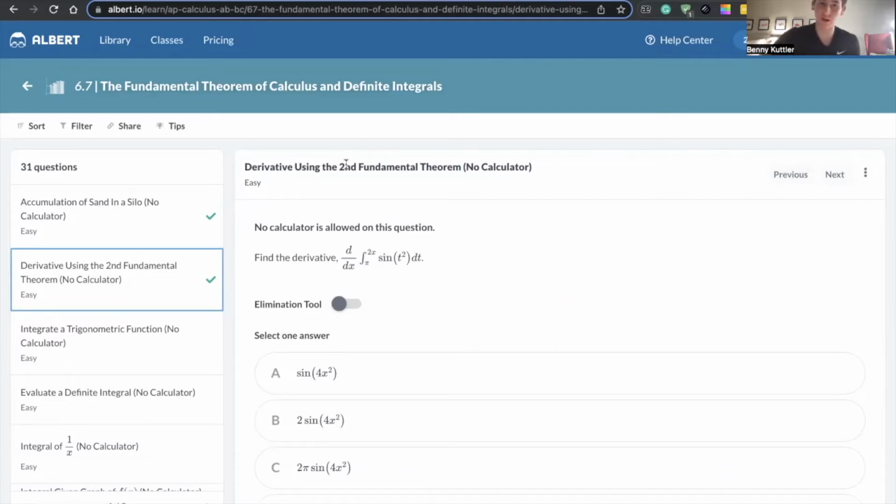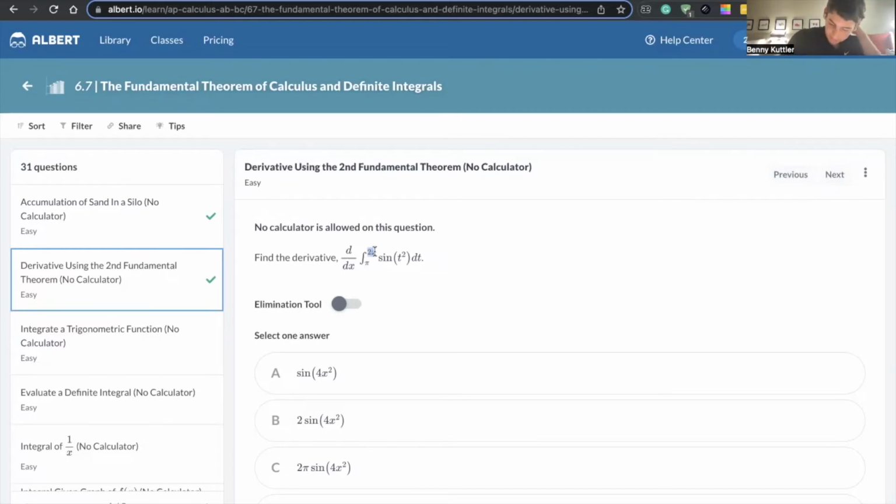So problems like this give us a value that has x in it, between that and a constant. And we're taking the derivative of that. So we're not going to take the antiderivative of sine t squared, which you could, it's just not that efficient. So if we want to do this, the answer is you plug in the higher value of the integral, the upper bound, into the function. So instead of t squared, we plug in 2x for t.